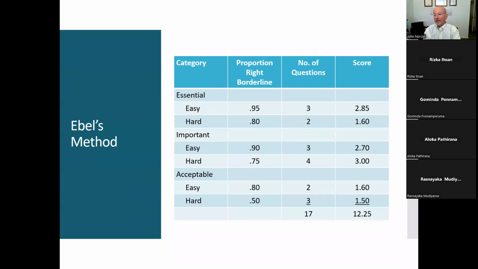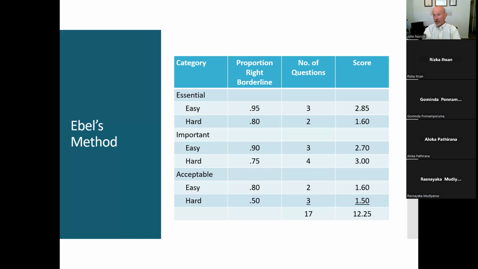Hello, this is Shehan Silva speaking. I have a question. Can there be one question which could be an essential and easy category, which could also overlap as an important and easy one at the same time? Does it always have to be in one category? Yes, it does, because the items can only be counted once. So it does need to be in one category, one category alone.